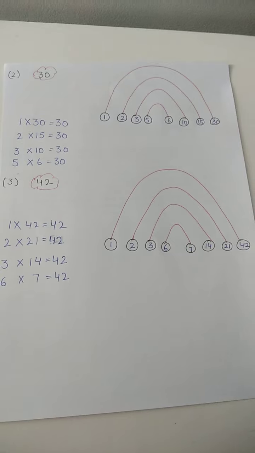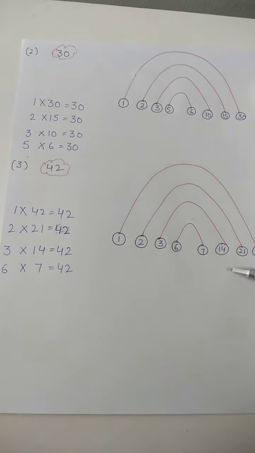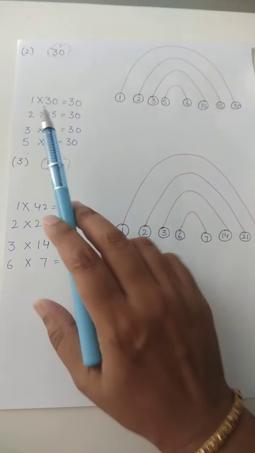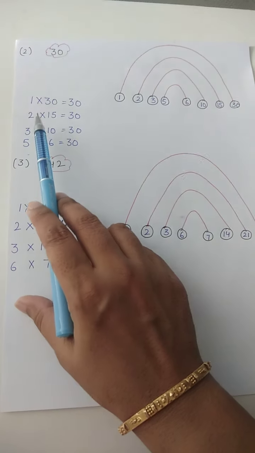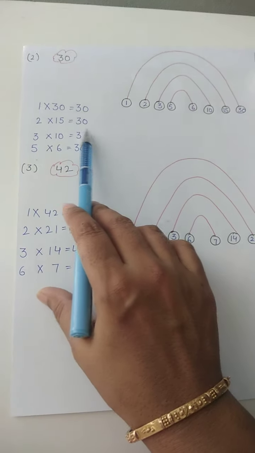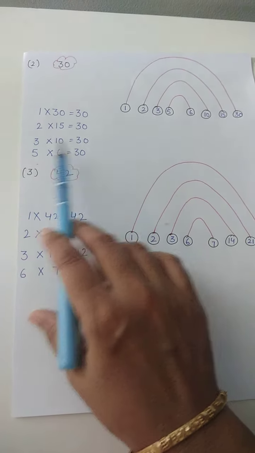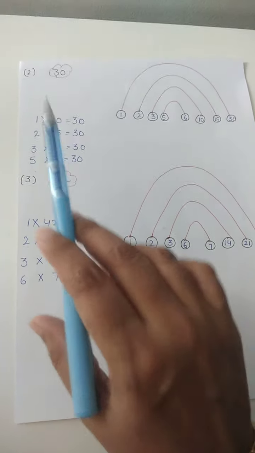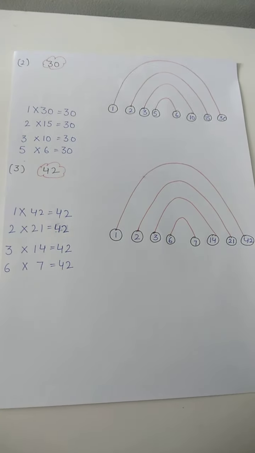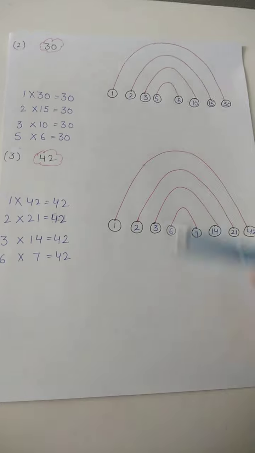Now look at the second part also. Here you can see 4 curves are given. So firstly make the factors here. 1 into 30. Always take 1 from the start. 1 into 30, 30. Then second, 2 into 15, 30. Then 3 tens are 30. Then 5 sixes are 30. I am saying again and again, please learn the table. If you learn the table, then these questions are very easy for you.